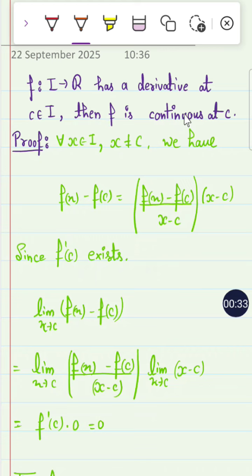We have to show f is continuous at c, so we take f(x) minus f(c), which equals (f(x) minus f(c)) upon (x minus c), multiplied by (x minus c), because it is given that f has a derivative at c in I. So since f'(c) exists, taking the limit on both sides, this gives the limit as x tends to c of (f(x) minus f(c)) upon (x minus c), times the limit as x tends to c of (x minus c). If x tends to c, then this becomes f'(c) and this becomes 0, right? Because f'(c) exists, so f'(c) into 0 becomes 0.